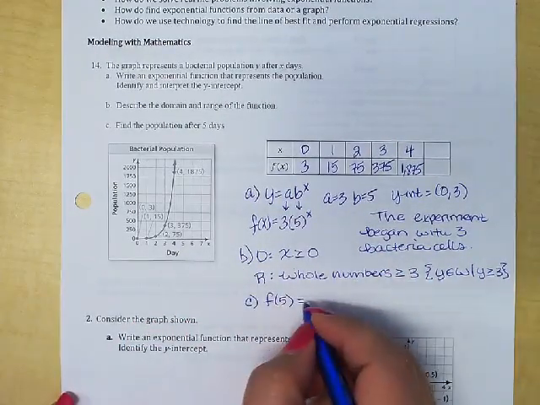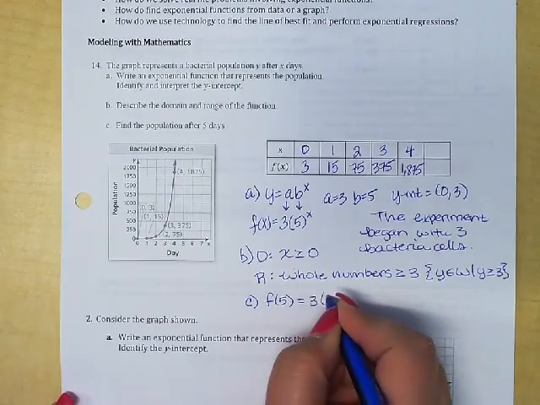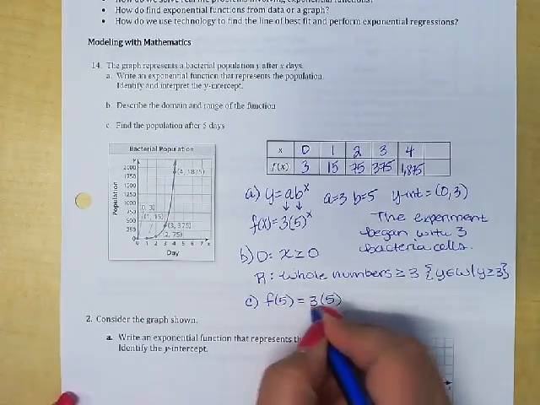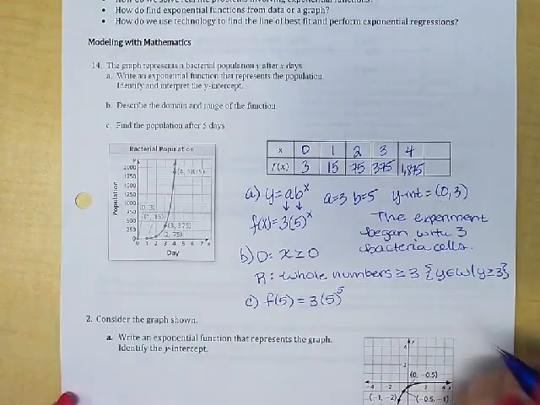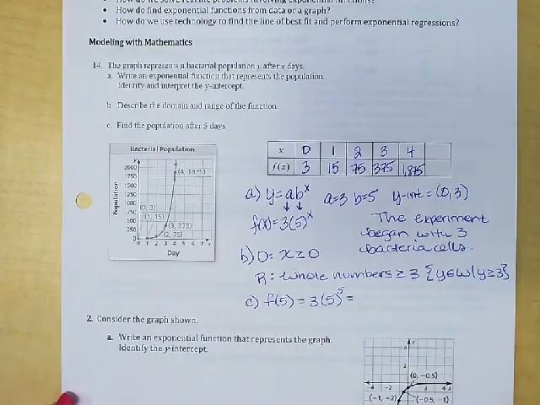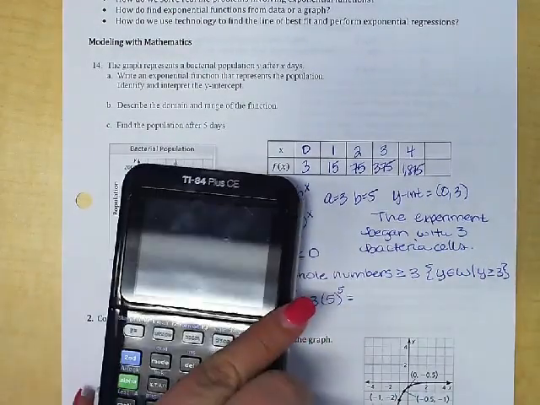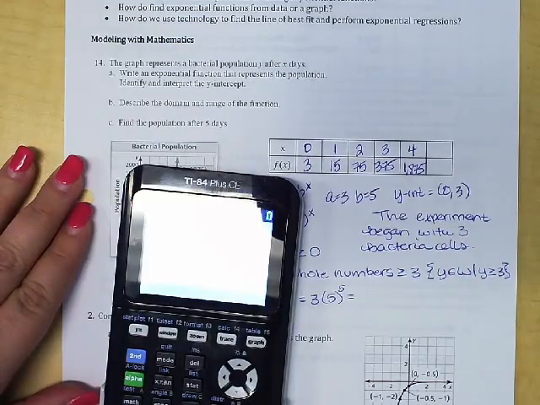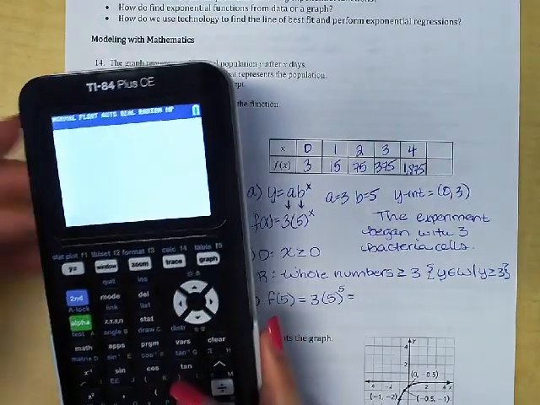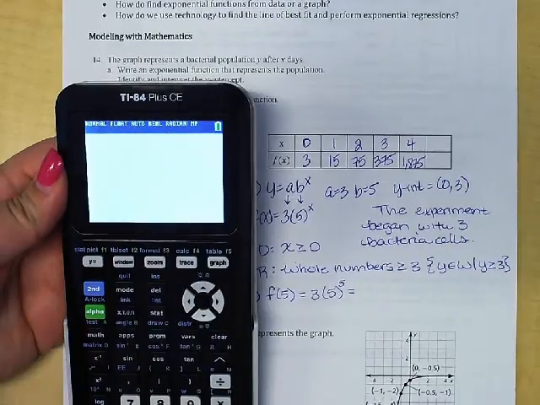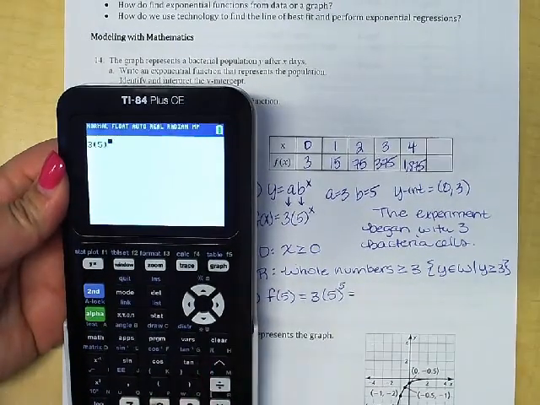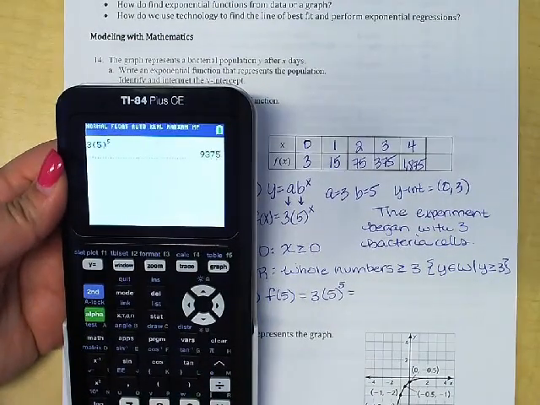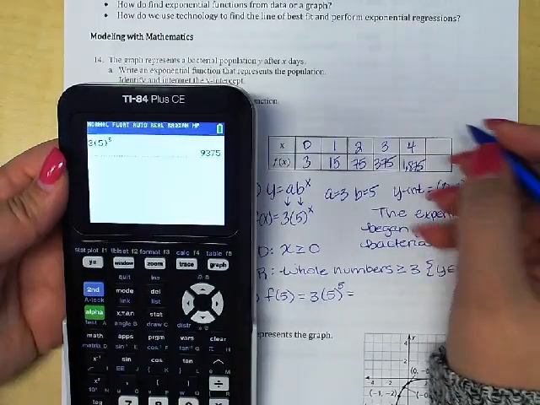So f of 5. And in this case, that means we're going to do 3 times 5 raised to the 5th power. And we'll find out what that is. We can grab our calculator because that's going to be a big number. So you can see these exponentials really grow very quickly. So I can just evaluate that here. And yep, sure enough, very quickly.